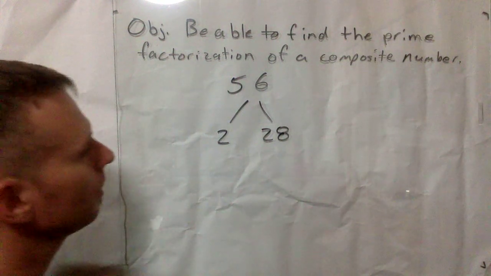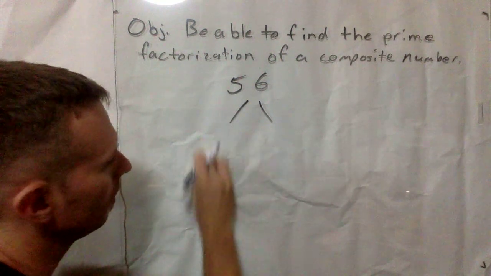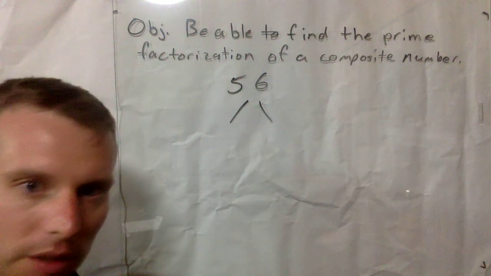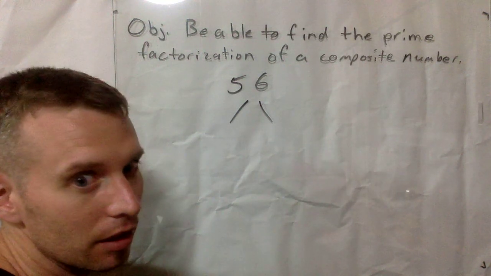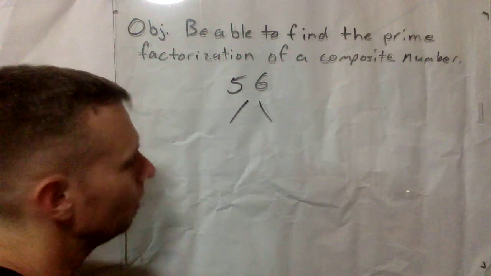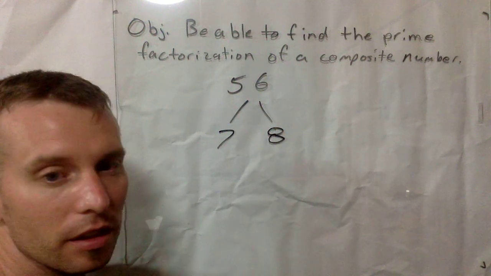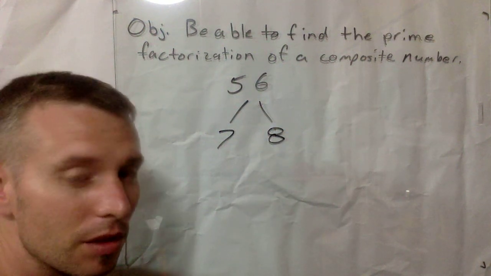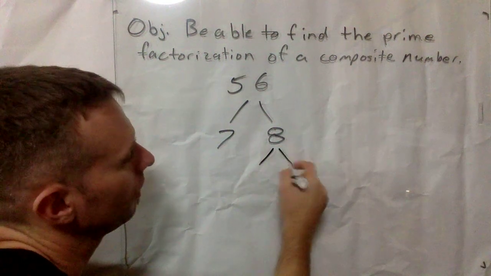Instead of doing it this way, can anybody think of two numbers that multiply together to get 56? Because this is another way to do it. And those of us that know our multiplication tables rather well, we know that 7 times 8 is 56. So this is another way of doing it if you didn't start with 2. I just want to show you it one time.